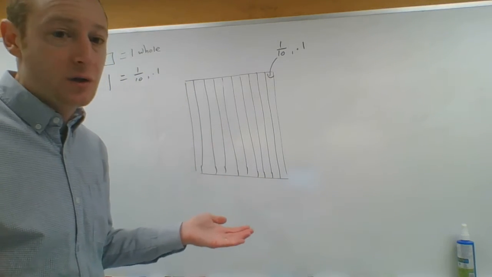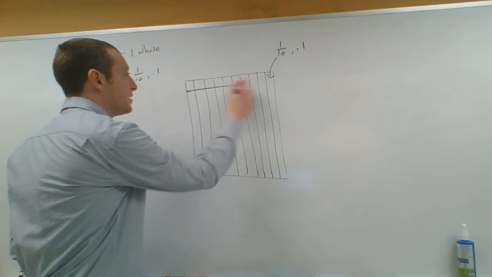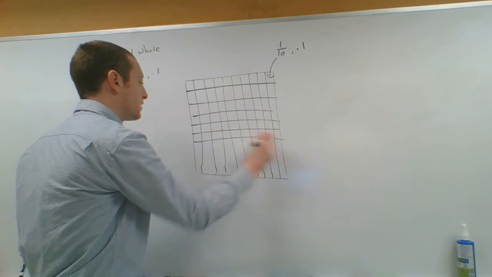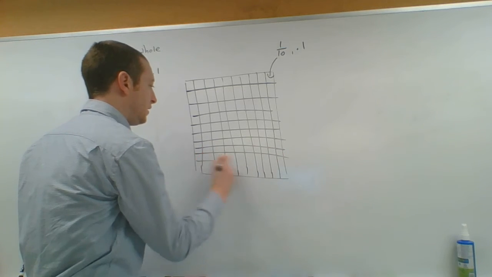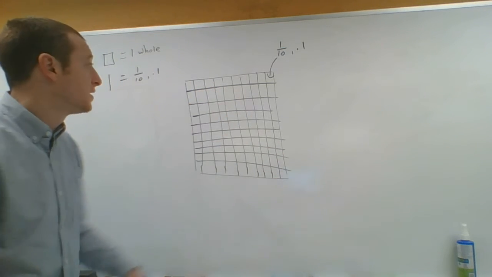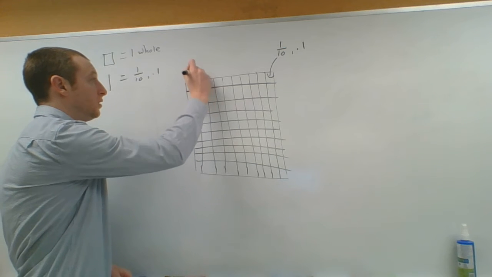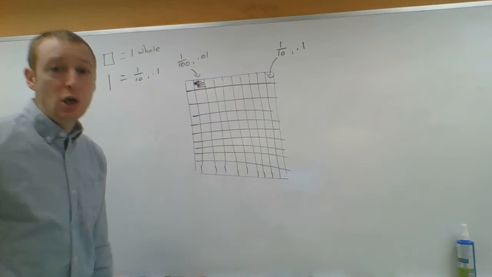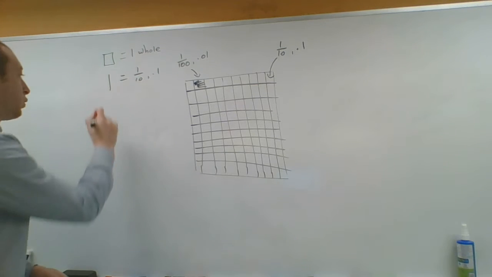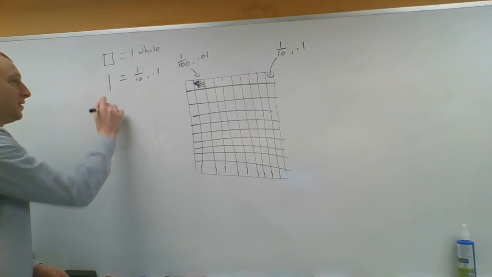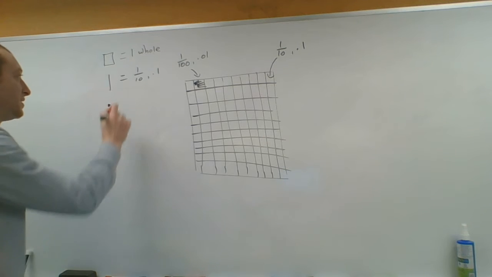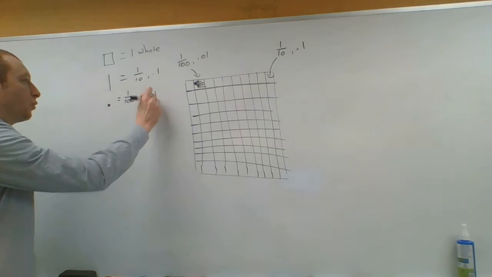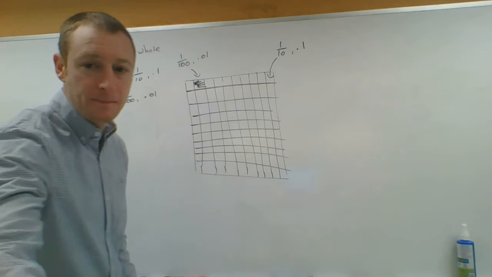Now, what about a hundredth? Well, remember, if I split these all up into 10 equal parts again, 1, 2, 3, 4, 5, 6, 7, 8, 9, 10, now each one of these is worth what? 1/100th, or 0.01. So when we want to draw a hundredth, we're simply going to draw a dot. A dot equals 1/100th or 0.01.